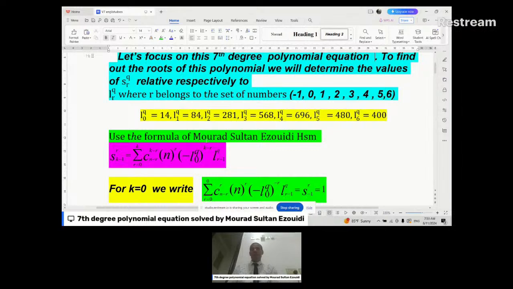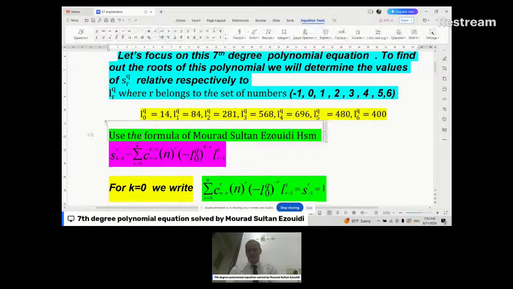So here, learners, we are going to use the discriminant formula of Mr. Mourad Sultan Ezouidi. This is the discriminant formula, learners. It's very important for you to apply this formula. You don't have any other ways or other pathways to work with 7th degree or 8th degree or nth degree polynomial equations without working with this discriminant formula of mine, okay? This is called the discriminant formula of Mourad Sultan Ezouidi.